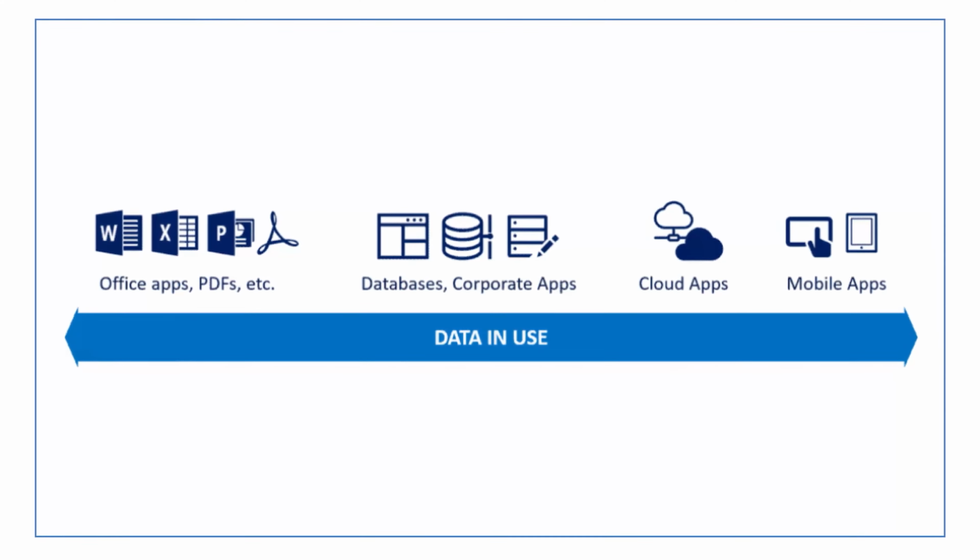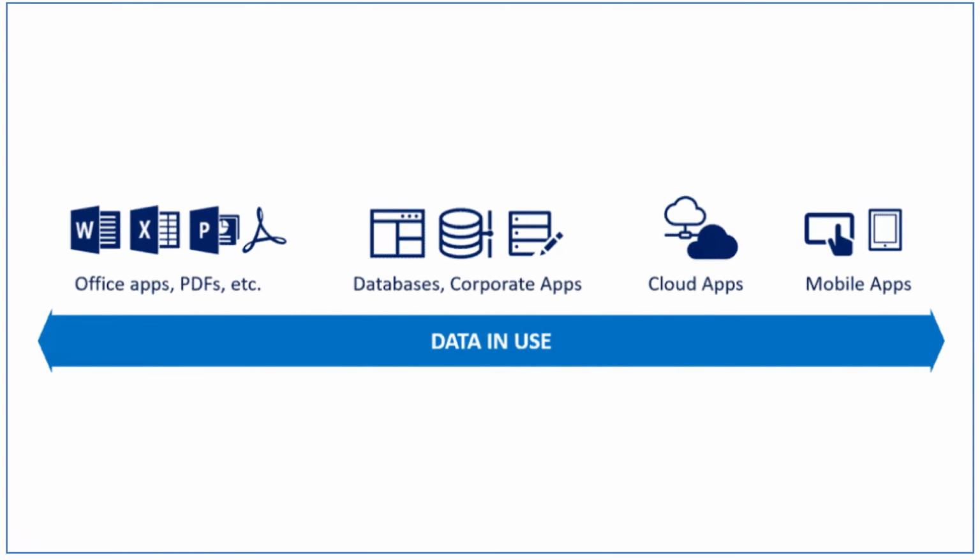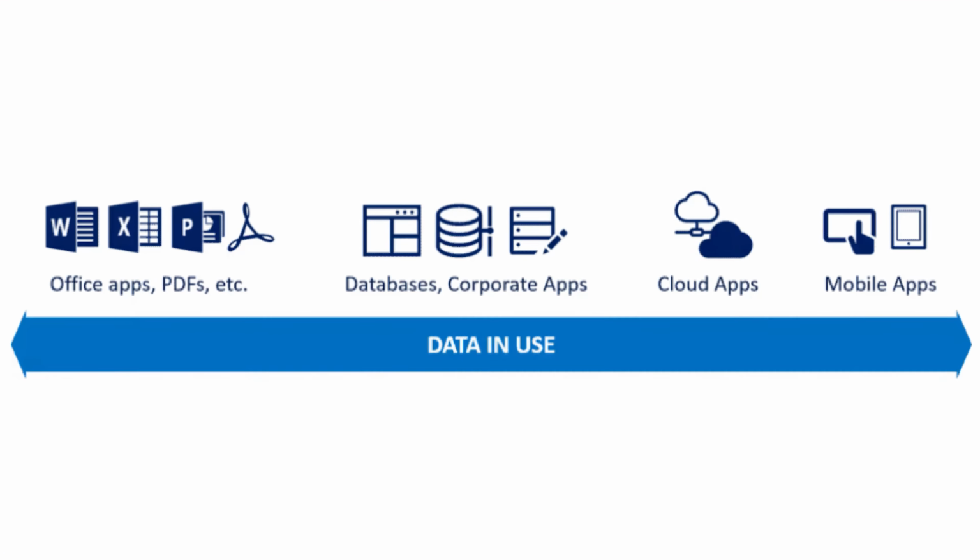The last data state is data in use. This is data that is being consumed or accessed by a user. When data is opened by one or more applications, it is considered to be in use. Examples of data in use include requesting for access into a learning management system such as Moodle or Google Classroom. Another example is accessing fee payment transaction history.